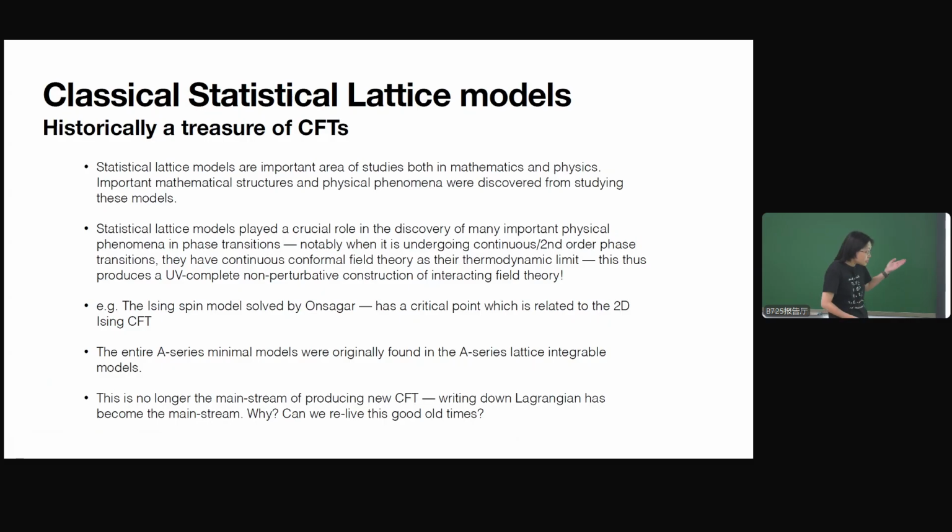And in fact, not only the Ising model, the entire A-series of minimal models were first discovered from the point of view of statistical models, and there were large classes of integrable lattice models that gave us lots of insights into non-perturbative interacting field theory. So the lattice model not only inspires us with new conformal field theories, it also provides a UV complete non-interacting description of the field theory. And that is itself very hard to achieve if you start directly from a field theoretic description.